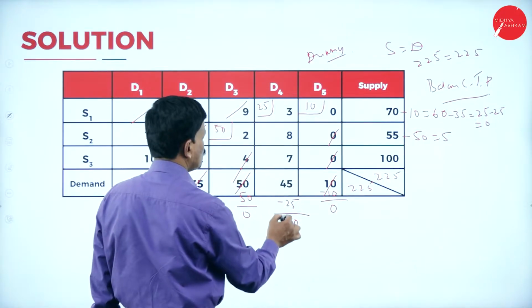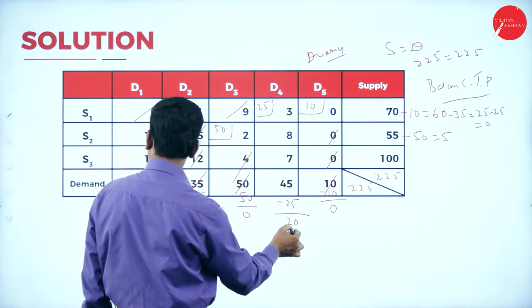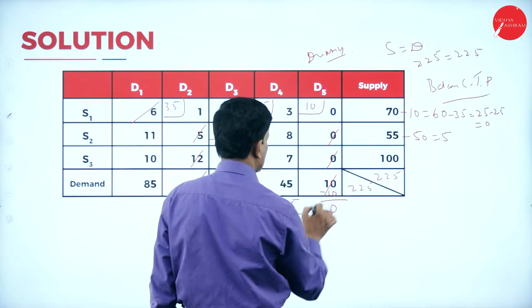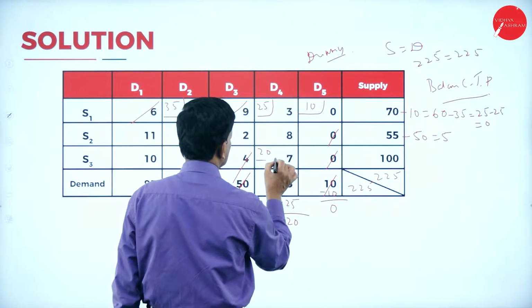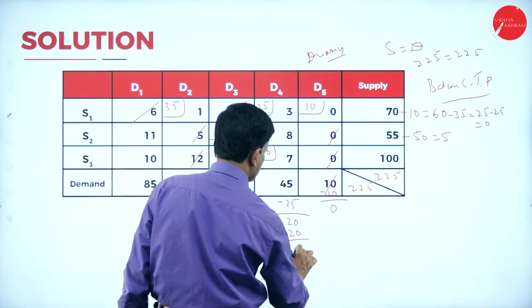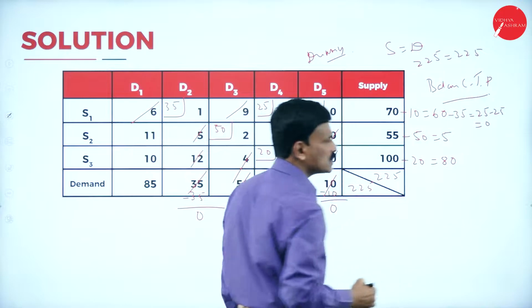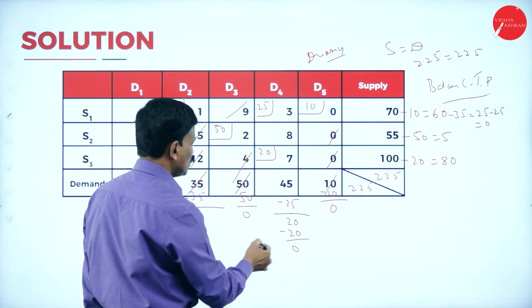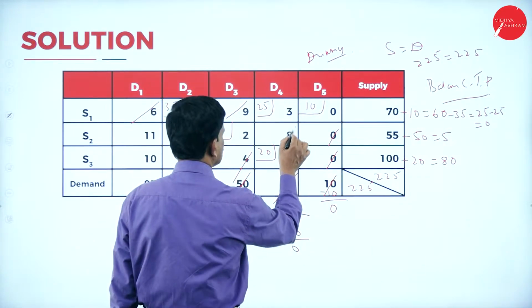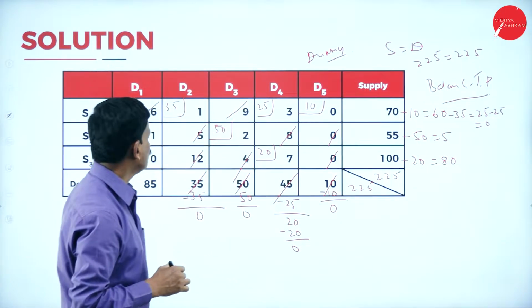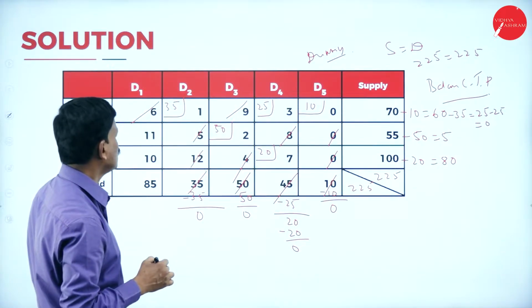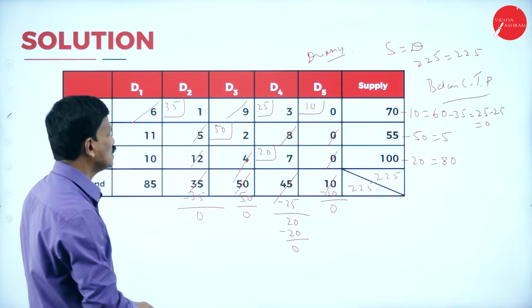For this 7, what is the minimum value? The demand is 20 and the supply is 100. We can allocate 20 here. So 20 minus 20 becomes 0. If you remove 20 from this, the remaining is 80. If this becomes 0, we can cancel these elements. Now what is the next least element we have in the table? The next least element is 10.